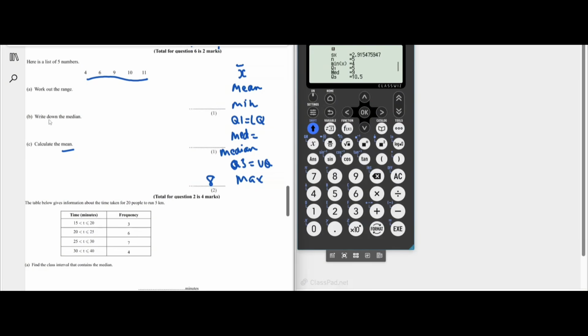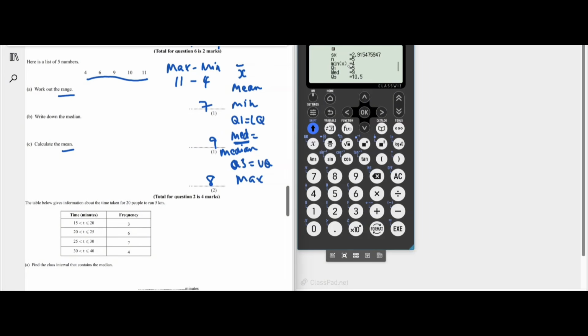So if we look, the median is med, and that, if we look over here, is 9. So that's it. Now the range, you are going to have to do a small calculation. The range is just the max minus the min. So in this instance, if we go down, it tells me my maximum is 11. You can see that anyway from the list, and my minimum is 4. So I'm going to do 11 minus 4, and that's going to give me 7.